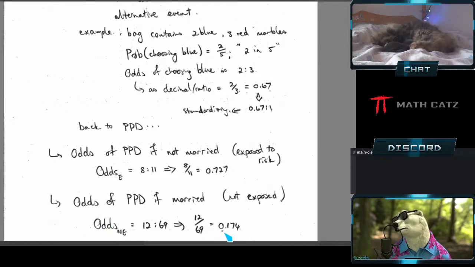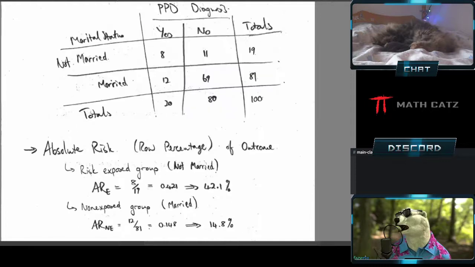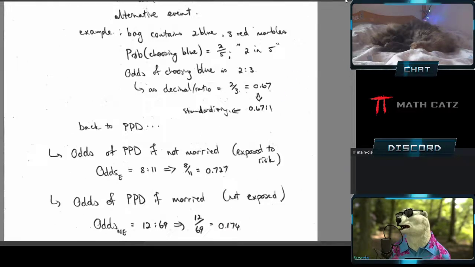The odds of having postpartum depression if married is 0.174. The probability is not, right? The probability was 14.8% or 0.148. They're close in some cases. They're not the same thing. They are, however, referencing the same information.